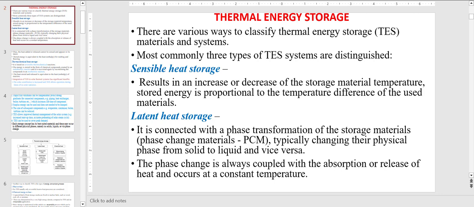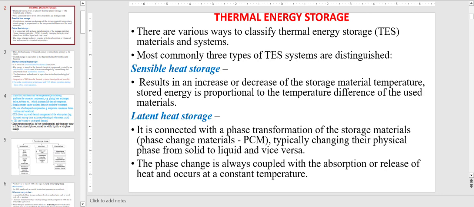Good morning. Today we will learn about thermal energy storage. Like any other energy, thermal energy also needs to be stored because whenever energy is converted into thermal energy, at that time the requirement of energy may not be that much, to the extent it is produced. So we need to find some technique to store it. There are different ways of storing it.